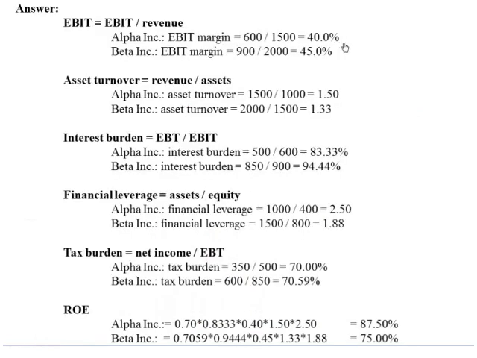So Alpha has a slightly lower EBIT margin to the tune of 5%. It has a better asset turnover, so more sales per unit of asset employed. It has a higher interest burden, that is, more of the EBIT has been taken away in the form of interest as compared to Beta Incorporated. A better financial leverage or higher leverage ratio. And we see that the two companies have a similar tax burden. So the ROE for Alpha Incorporated is slightly better than Beta Incorporated. So Alpha has 87.5%, the product of all these values, while Beta has 75%, mainly coming from the differences that we just saw.